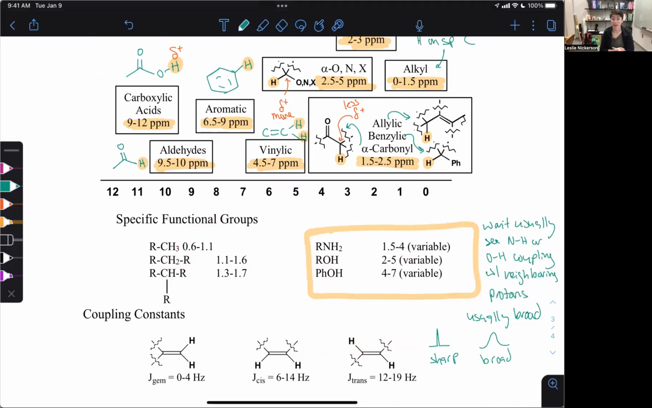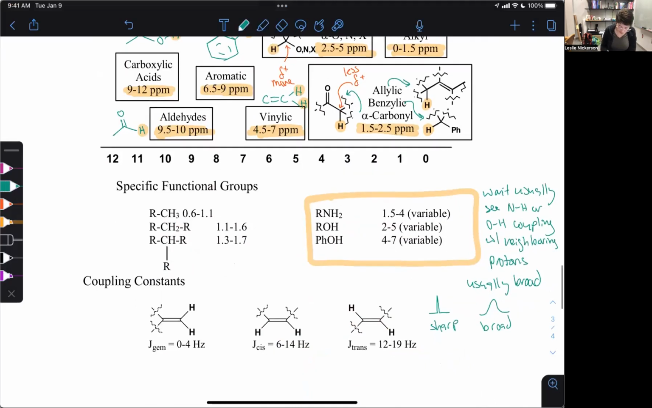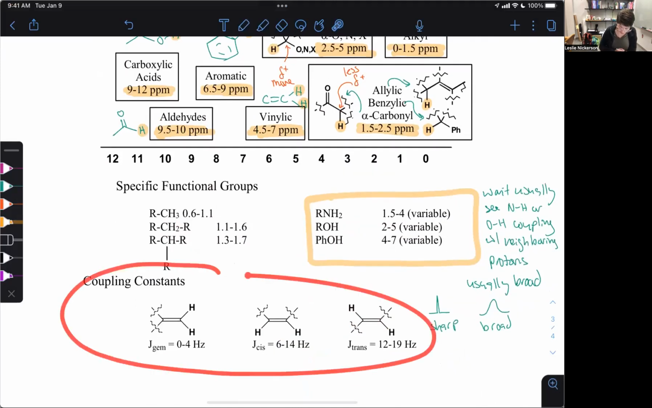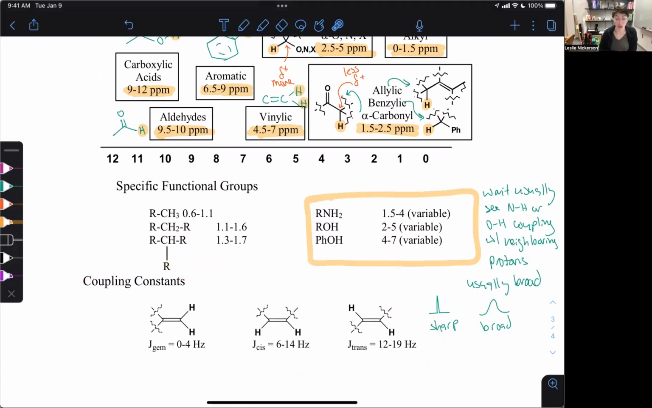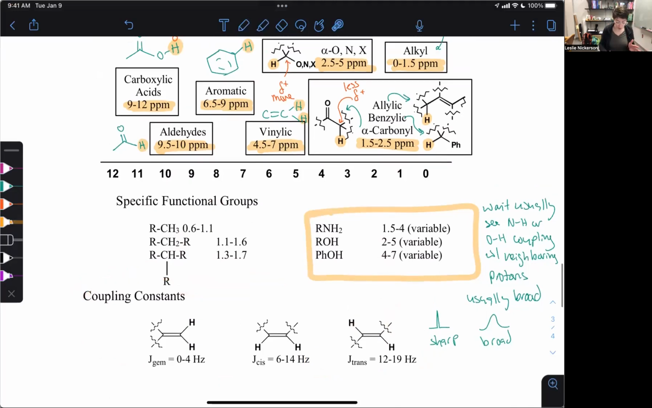Okay, so if you have something that's fairly broad and integrates to one, that's probably an alcohol peak. And you can check that from an IR, right? That's a really good way to do that. Coupling constants, we won't get too deep into that. I don't know if we'll even talk about coupling constants. So for now, just ignore that. But that's kind of what I want us to think about.